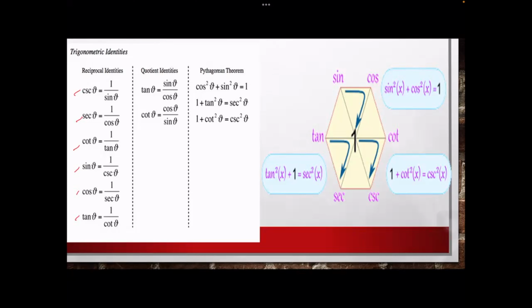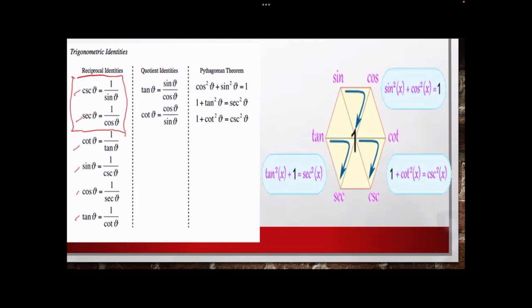Normally, ito lang ang ginagamit: yung cosecant is equal to 1 over sine and secant is equal to 1 over cosine. Yun yung normally na ginagamit, pero ginagamit din yung apat. Then proving. So the next is the quotient identities.